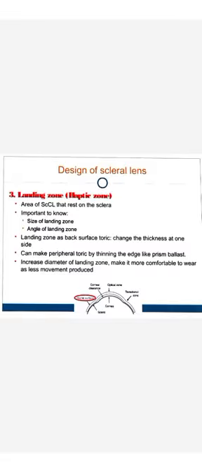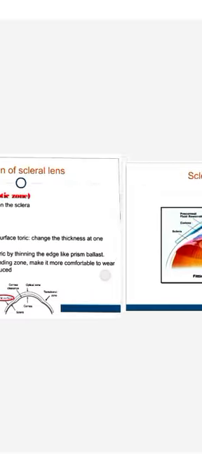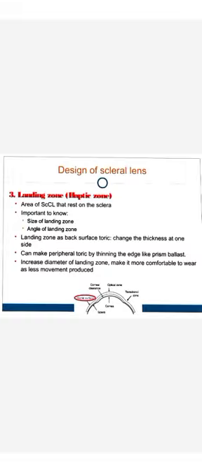Landing zones: the area of the scleral contact lens that rests on the sclera. It is important to know the size and angle of the landing zones. With a back surface toric landing zone, the thickness changes at one side; a peripheral toric can be made by thickening the edge, like prism ballast. Increasing the diameter of the landing zones makes the lens more comfortable to wear, as less movement is produced. Thank you.